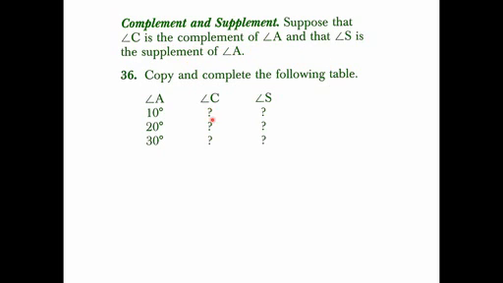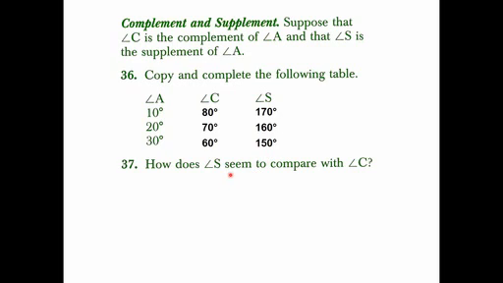Suppose that angle C is a complement of A, and that angle S is a supplement of A. Catch this. Copy and complete the table. Well, that shouldn't be too hard. If they're complements and that's 10, this one must be what? Yes. And the supplement? Right. So it shouldn't take much to do that.